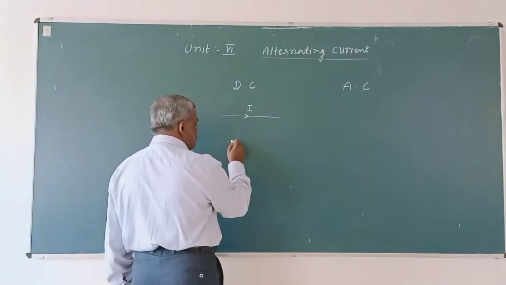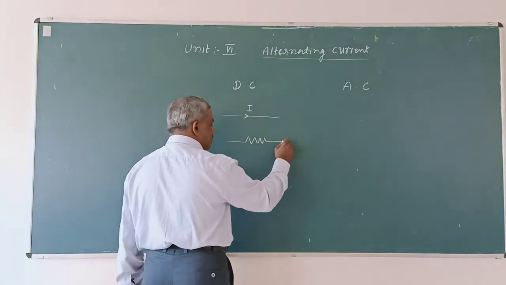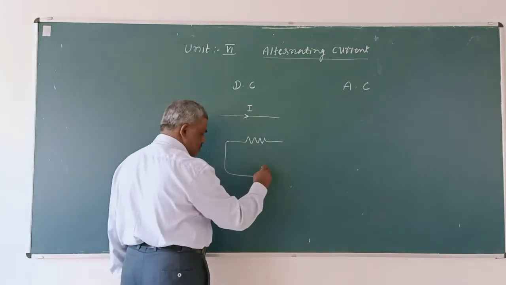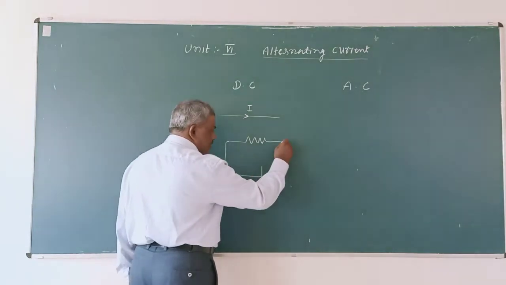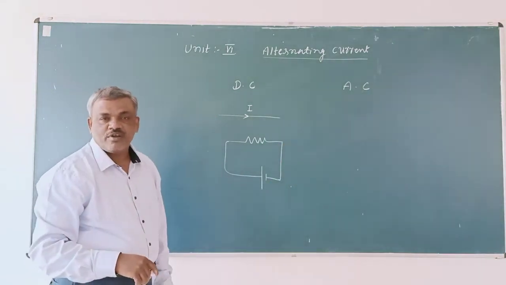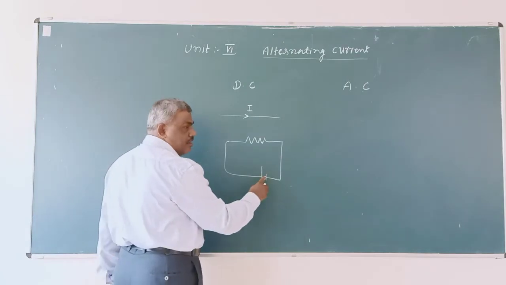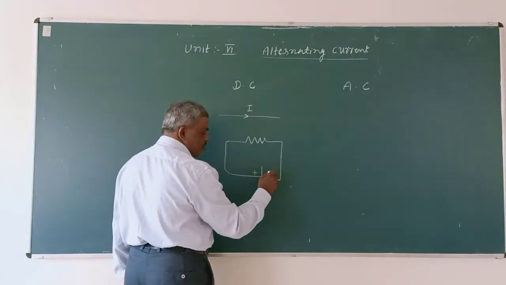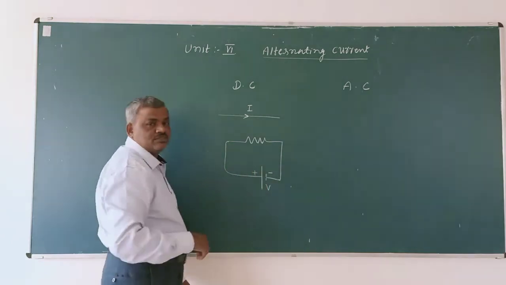Example, this is a resistor connected with a DC source. Source means battery. A group of cells or a source of EMF is called a battery. In a battery, now indicate polarity, positive polarity and negative polarity. Now this is the source.